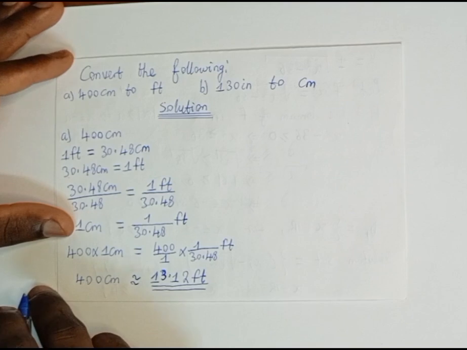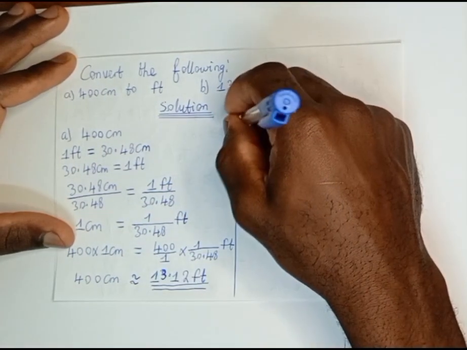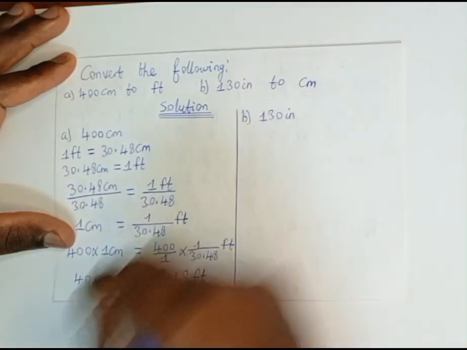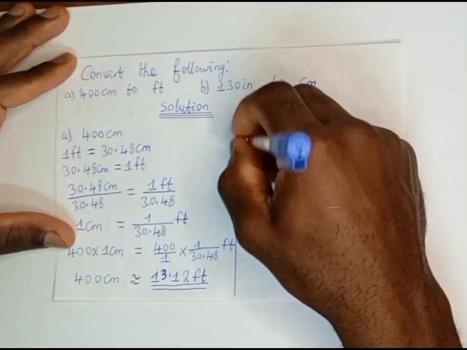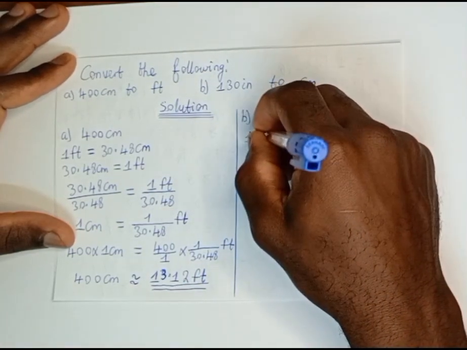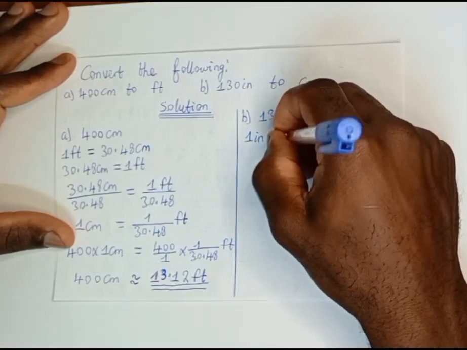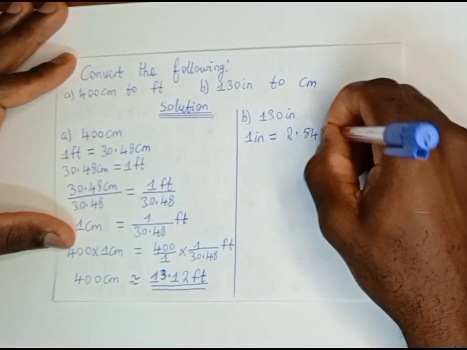Move now to question B. For question B, we have to express 130 inches to centimeters. We are going to make use of the fact that 1 inch is approximately 2.54 centimeters.